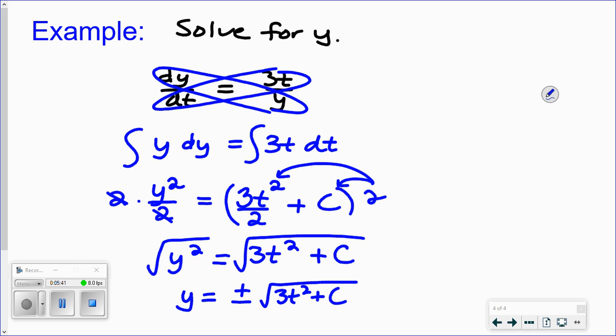And again, this is what we call the general solution to the differential equation. In the next video, you'll learn how to find a particular solution. So if we have a little bit more information, we can actually solve for c. In this case, we could narrow it down to whether it's the positive square root or the negative square root. But without some more information, we really don't know. And so again, this would be what we call the general solution.